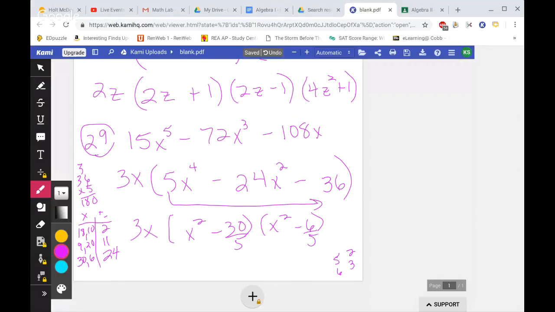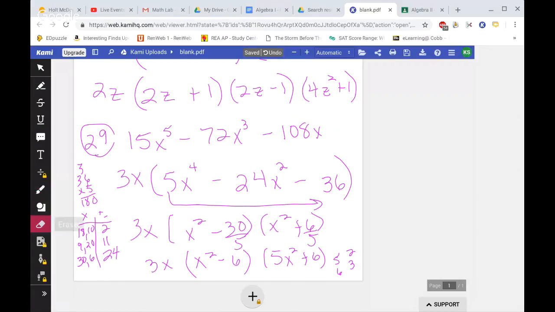Now we have to divide. So this gives me x squared minus 6, and this gives me 5x squared minus 6. Or plus 6, actually. This would have been a plus because my higher one needed to be the positive, the negative one, and my lower one needed to be the positive. So that's actually your final answer. Okay.